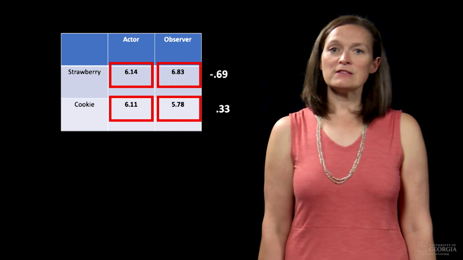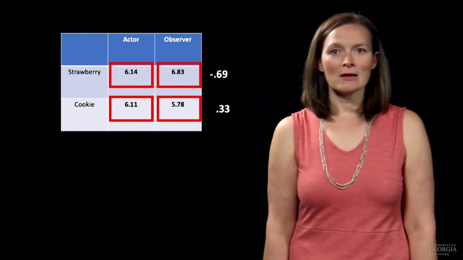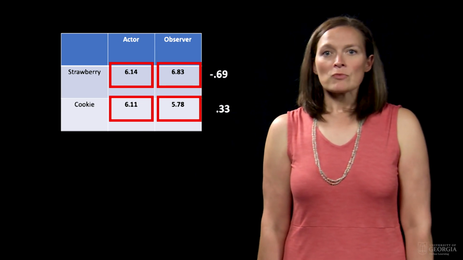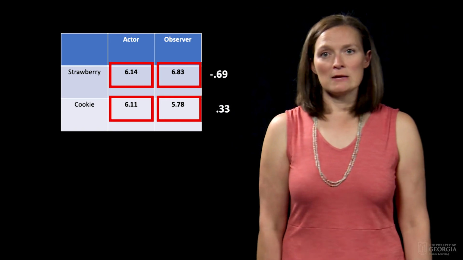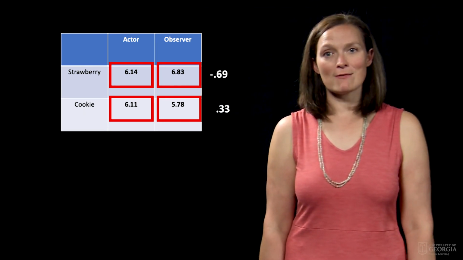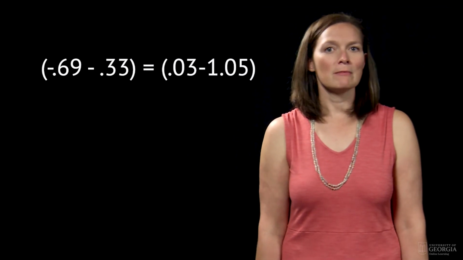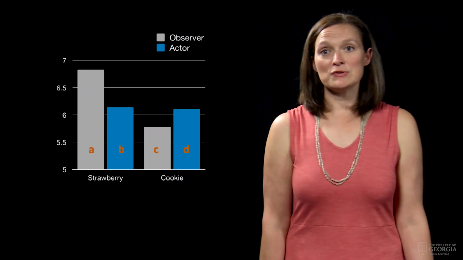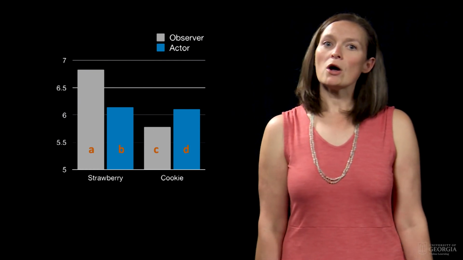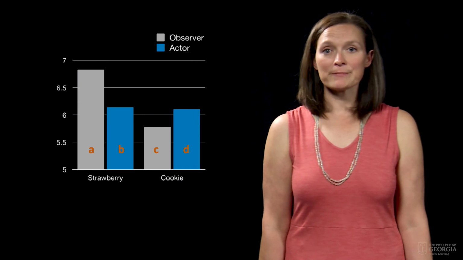Each of these ways of thinking about the interaction is statistically identical. That means the simple effects, no matter how you frame them, are going to be the same. Do the math behind these comparisons, and you will see how they are equal. Negative 0.69 minus 0.33 is the same as 0.03 minus 1.05. Instead of thinking about the data using numbers in a table, we can also start to think about relative differences as they might be shown on a figure.